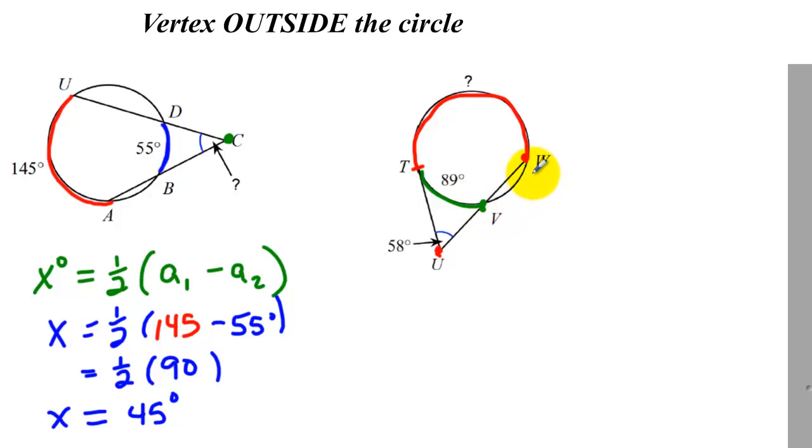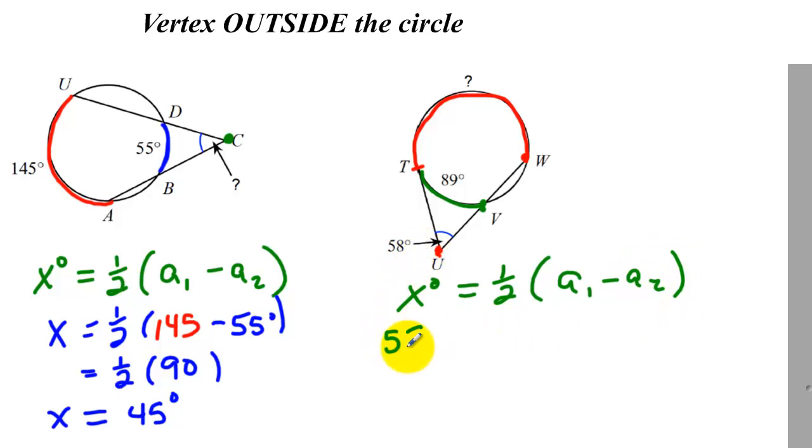So this piece of the circle that's not inside the angle, I don't even use it. We're looking for the red arc, TW, the big one. So let's go again to our formula. Our formula is that the angle is half of the difference of the arcs. We're subtracting again. So this time we have our angle, 58. We can just plug that right in. But our arc 1 is what we don't know. Let's just leave it at arc 1 and subtract 89 for arc 2.